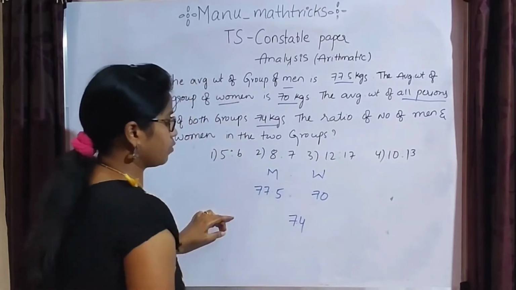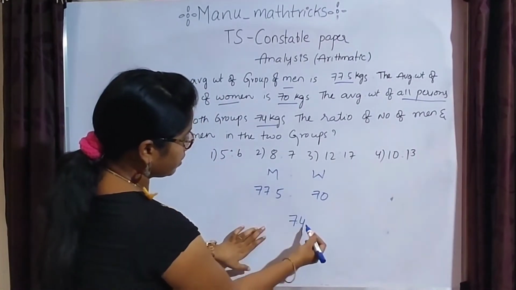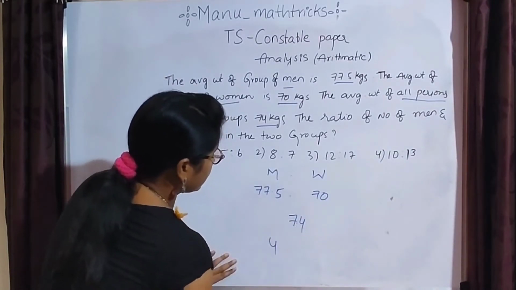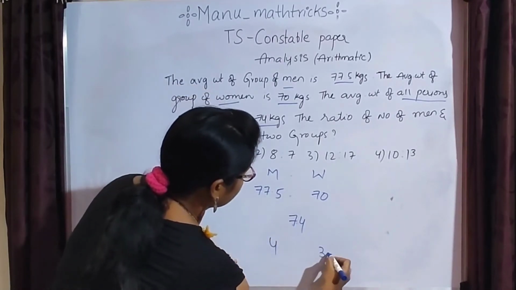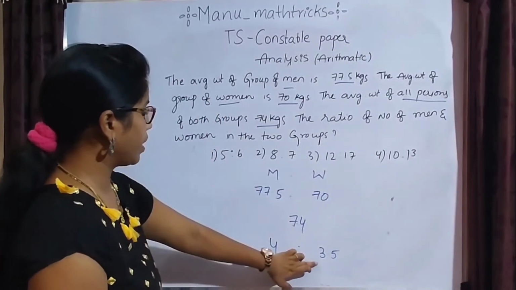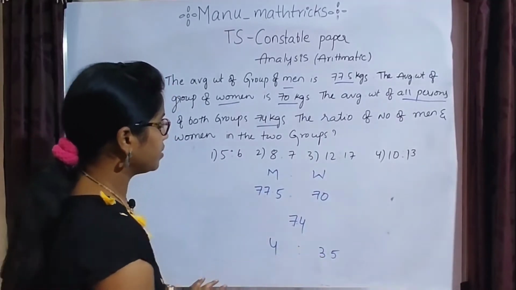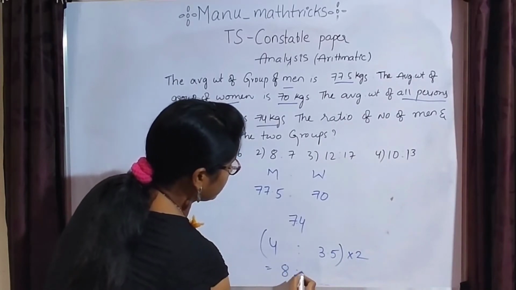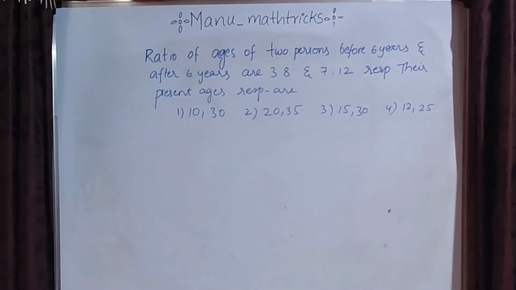Now from mixture and alligation, you can solve it: 74 minus 70 is 4, 77.5 minus 74 is 3.5. Now this is the ratio of men and women, but we do not have the answer in the ratio 4 is to 3.5. Just double it, that is 8 is to 7. That is the answer, which is very easy. We can solve it in seconds.